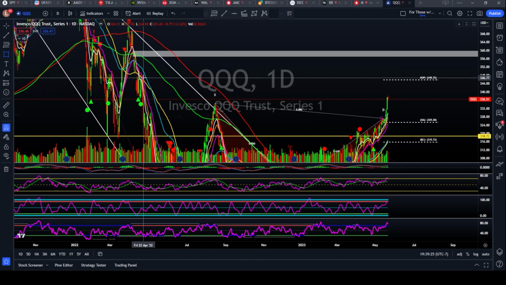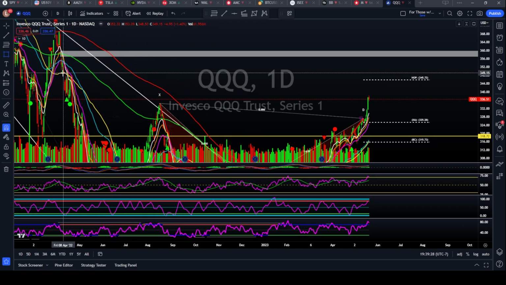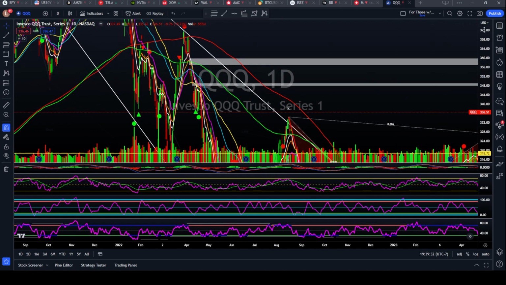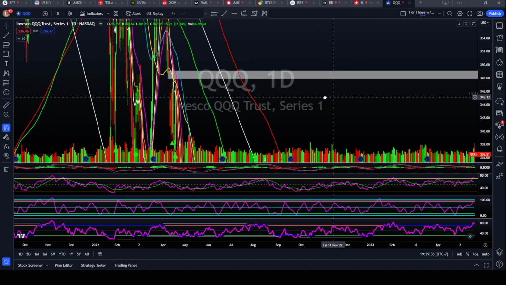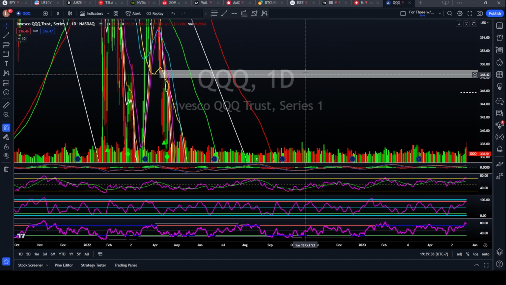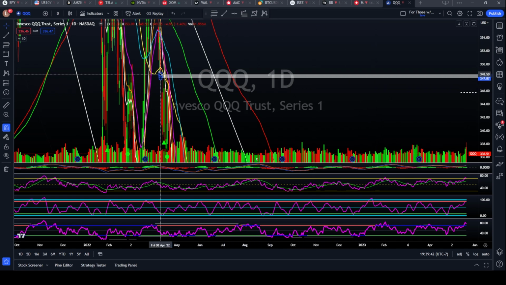Oh, there it is. Sorry. There's this gap here. Hopefully I drew that right. Yeah, so there's a gap here between 347 and 349. Or no, sorry, this didn't. I think this is it. Yeah, there we go. So 349, 347, and 348.